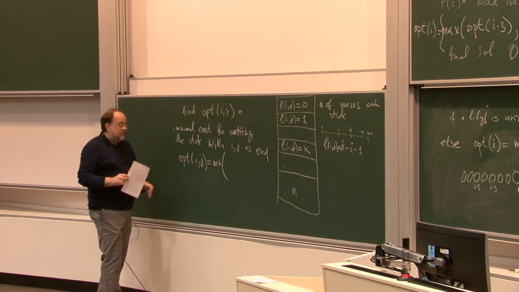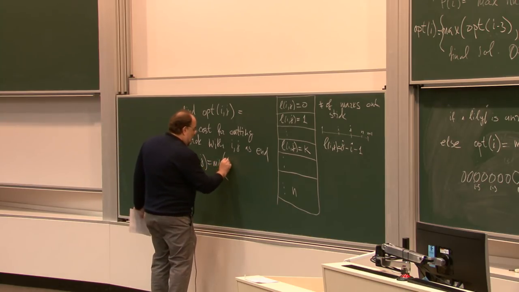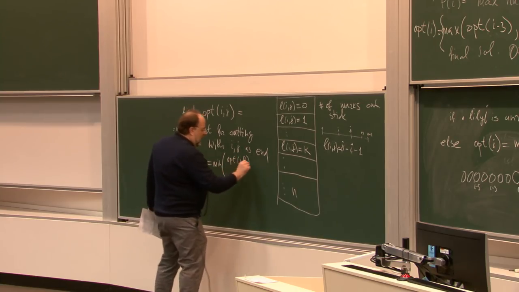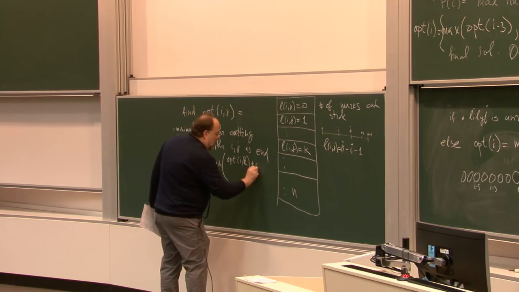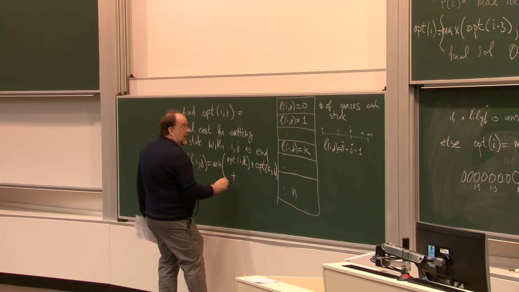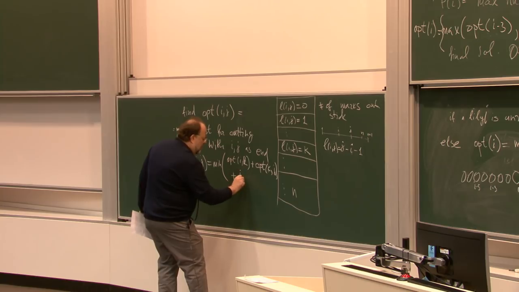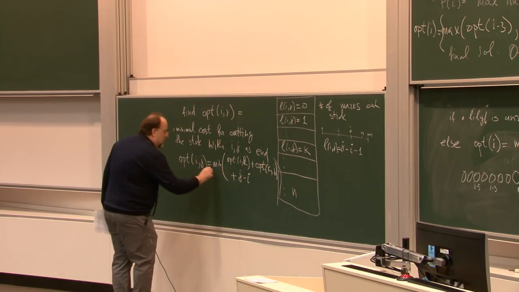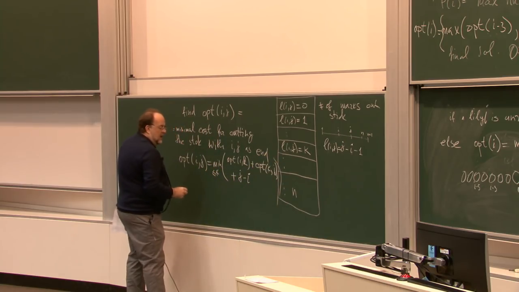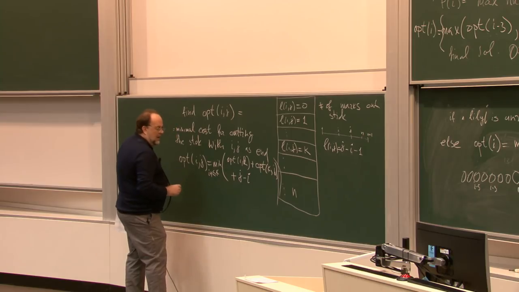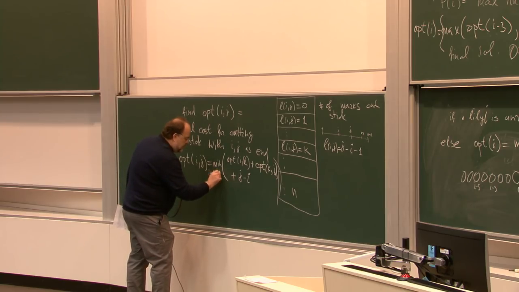Right? So here, opt ij will be the min of opt ik plus opt of kj plus the price, which is j minus I, to make this first cut, right? So when k goes between I plus 1 and j minus 1.